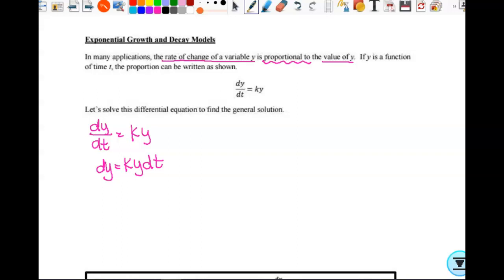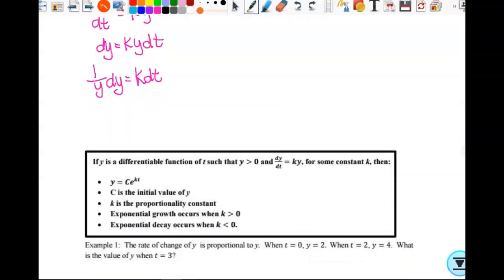Remember, if you have a constant, it's a little easier to keep it on the x side or the t side, the independent variable. So I'm going to just divide by y. So I get 1 over y dy equals k dt. Okay, everybody with me? How do I have them separated? Yes. So now I can integrate.